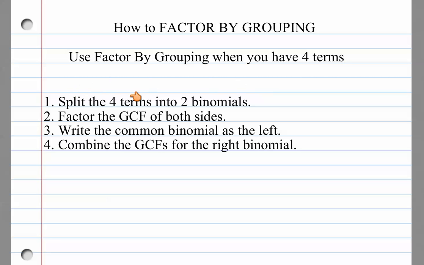Okay, so the first thing you're going to do is split the 4 terms into 2 binomials. Second is to factor the GCF of both sides. Third is to write the common binomial as the left-hand side, and then the last and final step is to combine the GCFs for the right binomial. So you're going to have 2 binomials left at the end. So let's go ahead and do an example so you can see what that looks like.